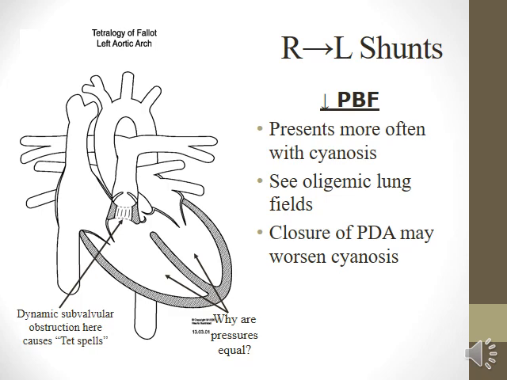And if PDA is present, it helps in increasing blood flow to lung, so oxygenation improves, and closure of PDA gradually worsens cyanosis. If there is VSD, it causes equalization of pressure in both sides of ventricle, and the dynamic subvalvular obstruction at the level of pulmonary valve causes tet spells or cyanotic spells.